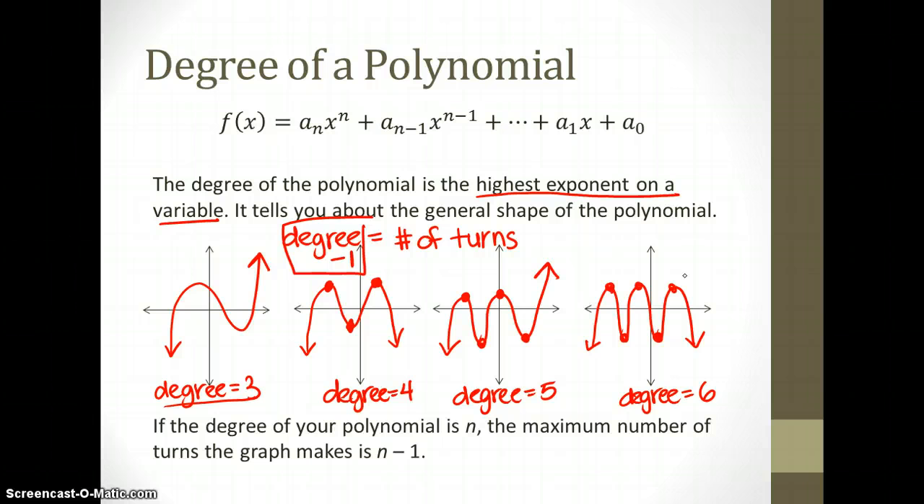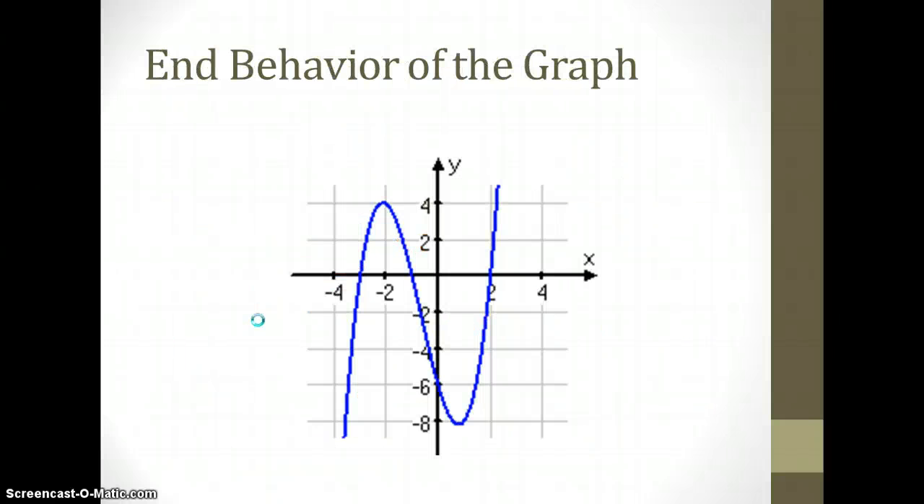So if the degree of your polynomial is n, whatever number that might be, the maximum number of turns you can make is 1 less than that. That doesn't mean that's how many turns you will have. That's just the max number that could possibly be in your function or on your graph. Those two pieces of information, the leading coefficient and the degree of the polynomial, are going to help us decide about the end behavior of the graph. When we're talking about end behavior, we're basically talking about what happens as the graph continues.